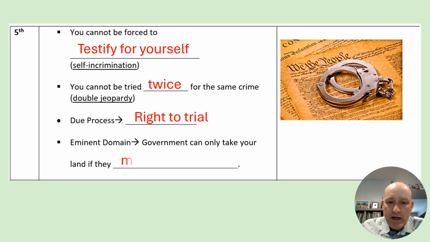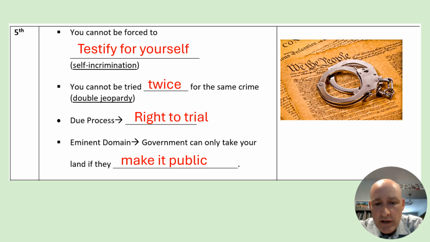And eminent domain is that the government can only take your land if they make it for public use. So other people can use it. All people can, for government purposes, right? Roads that everybody uses, or they can't just say, oh, I'm taking this and I'm selling it to somebody else. That's against the Fifth Amendment.